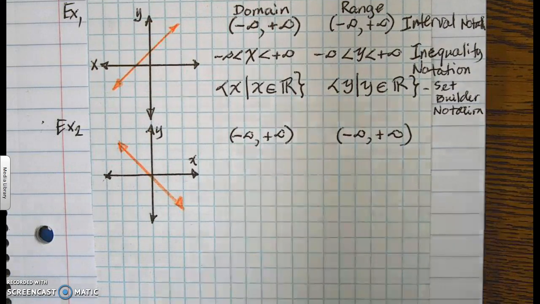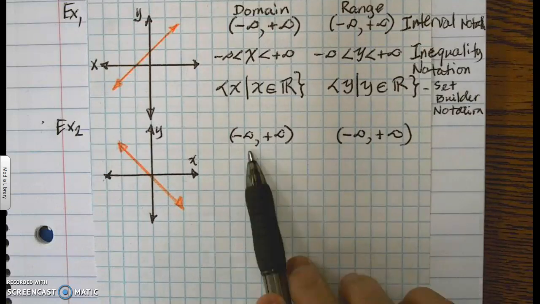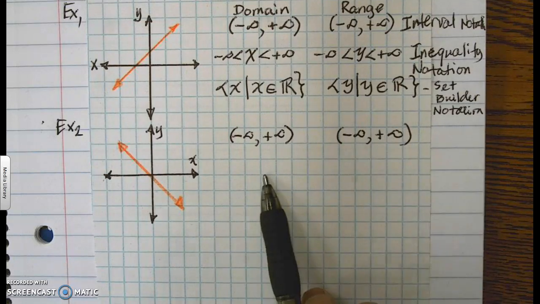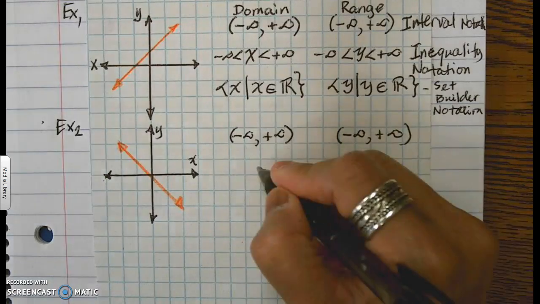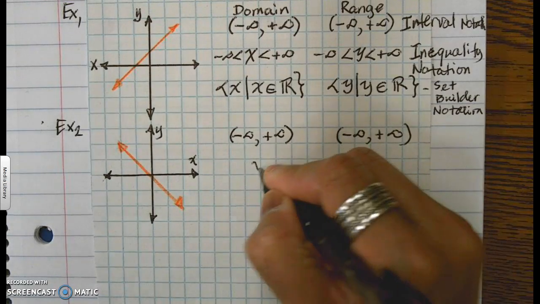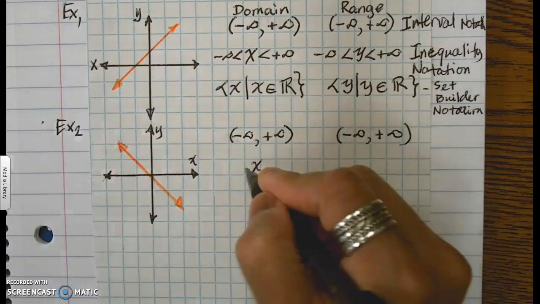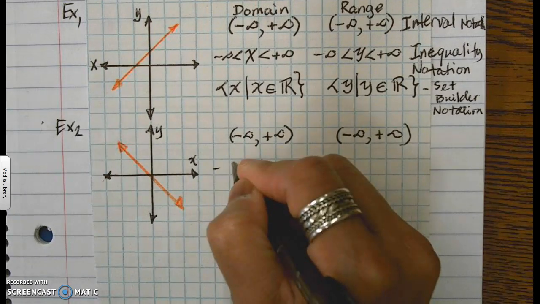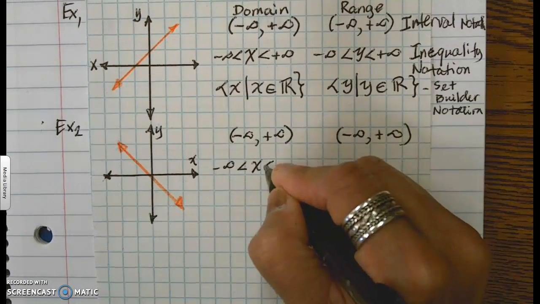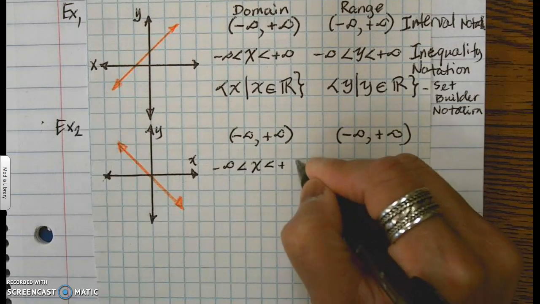Okay, so for the domain of this example, this is the interval notation. I'm now going to use the inequality notation, which is read as the domain is x greater than negative infinity but less than positive infinity.